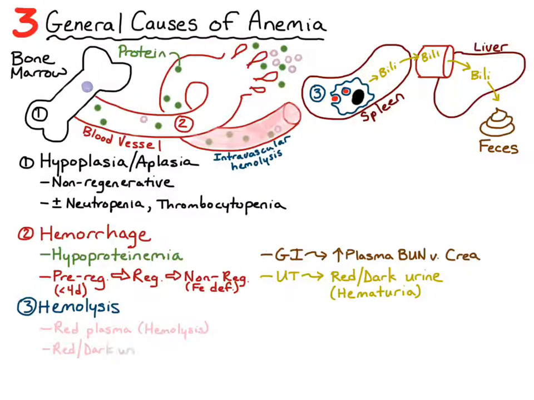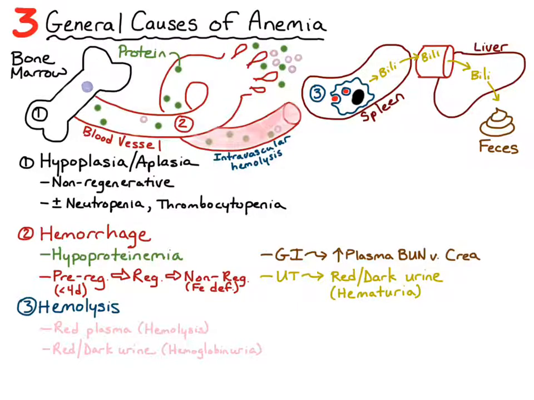Now this hemoglobin, if it's at high enough concentration, it just doesn't stay in the plasma. It's actually excreted into the urine or overflows into the urine. So you can have red or dark urine with hemoglobinuria, hemoglobin in the urine.